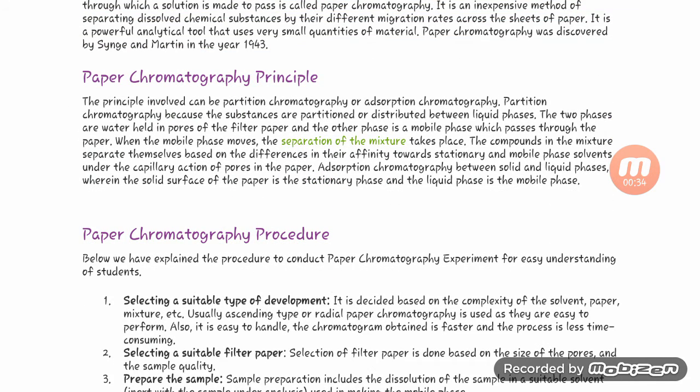So let's see the principle of paper chromatography. The principle involved can be partition chromatography or adsorption chromatography. Partition chromatography, because the substances are partitioned or distributed through the liquid phases. The two phases are water held in the pores of the filter paper, and the other phase is the mobile phase, which passes through the paper. When the mobile phase moves, the separation of the mixture takes place.